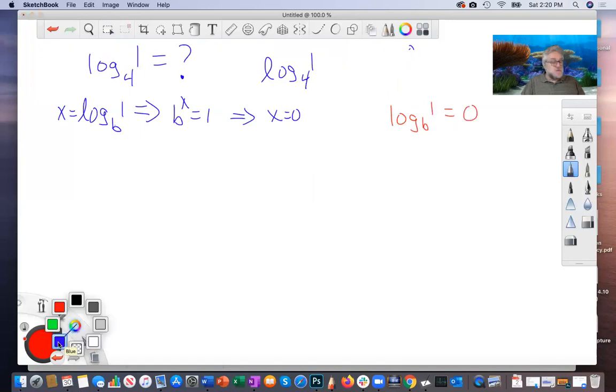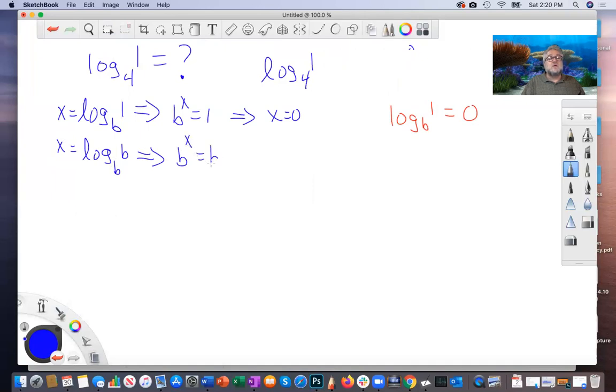Okay? Now there's another rule. X equals log base b of b, which means, let's put it in exponential form, b to the x equals b. What exponent will do this? Well, the only exponent that's going to do that is when x is equal to 1. Next rule: log base b of b is always going to equal 1. When these two are the same, log to the base 27 of 27 is going to be equal to 1. Always, always, always.